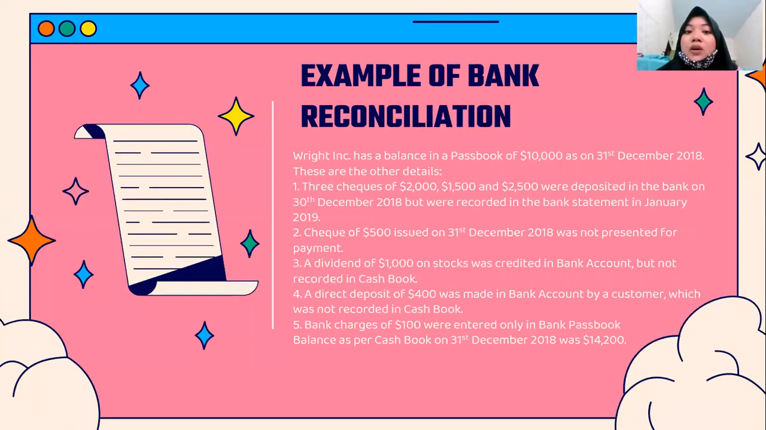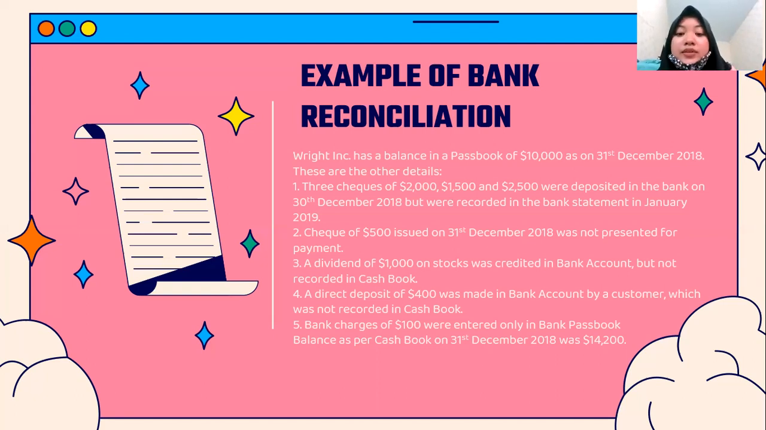This is the example of bank reconciliation. Writing has a balance in a cash book of 1000 as of 31st December 2018. These are the other details. The first is 3 checks of 2,000, 1,500 and 2,500 were deposited in the bank on 30th December 2018, but were recorded in the bank statement in January 2019. The second is a check of 500 issued on 31st December 2018 was not presented for payment.